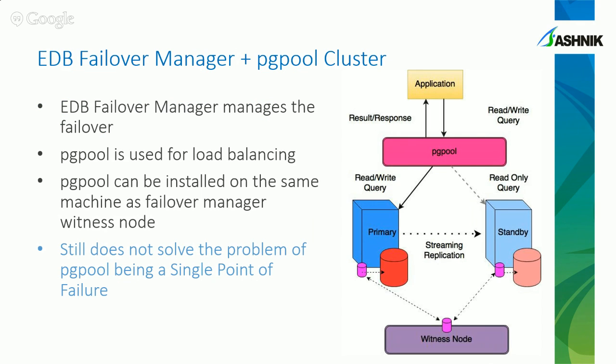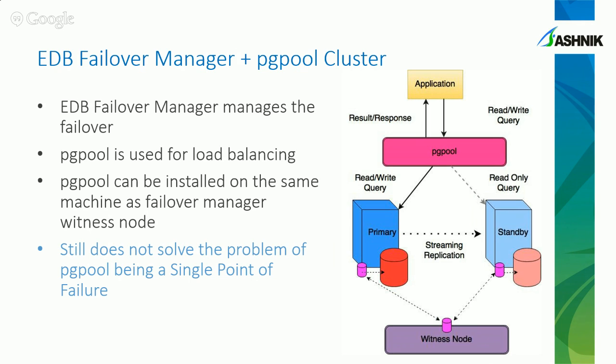You can also set up a cluster along with pgpool and failover manager. So here what we have done is we have combined two different products to achieve a complete cluster. And this cluster does an automated failover, which is taken care by failover manager. So if my primary goes down, the promotion of secondary or the standby server is taken care by the failover manager from Enterprise DB. And the load balancing of queries is taken care by pgpool.